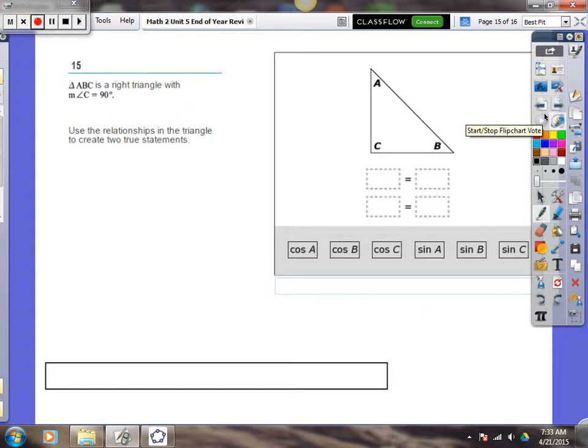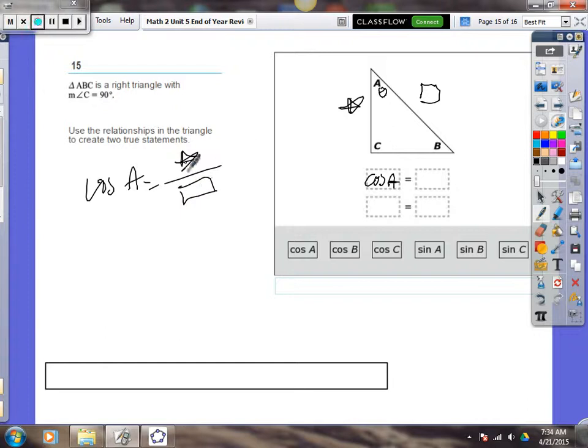Okay, 15. Drag and drop which ones are true. If I drop this right here, cosine of A, that means I'm putting theta right here. That means this is the adjacent and this is the hypotenuse. So cosine of A equals the star over the square, adjacent over hypotenuse. That is the exact same thing as the sine from B.